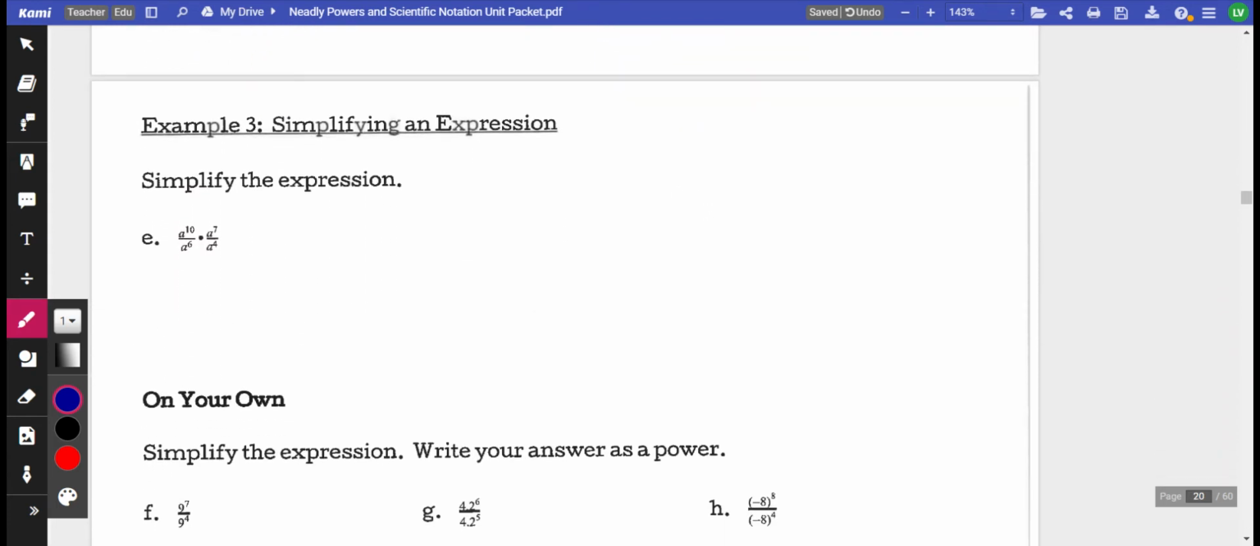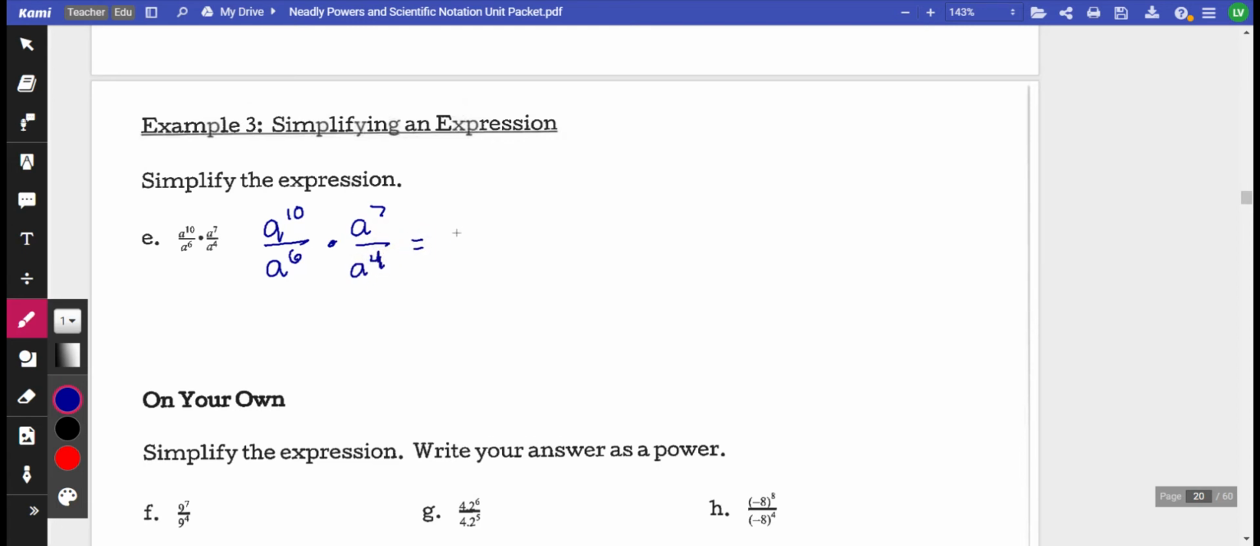Example 3, simplify an expression. So we are going to simplify this expression. Now there are multiple ways of solving it. I personally am going to divide each of my fractions first, just because it looks like I have two fractions. A to the 10th divided by A to the 6th times A to the 7th divided by A to the 4th.